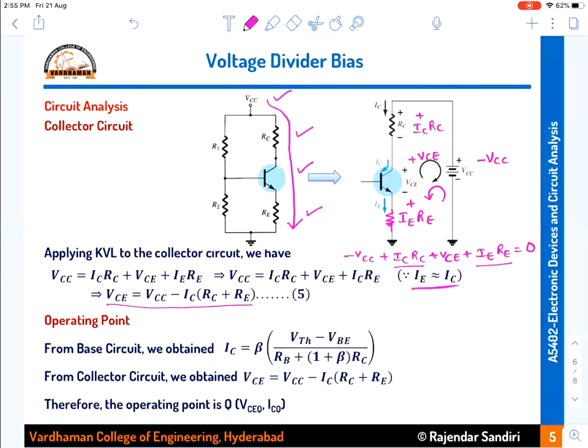That accurate also you can write, but I have approximated simply because IB is very small, IE and IC are same. Then I can just replace this IE by IC. Then I got the expression, equation number 5, which is the operating point ICQ and VCEQ. We got it, by writing the KVL to the input circuit and KVL to the output circuit.